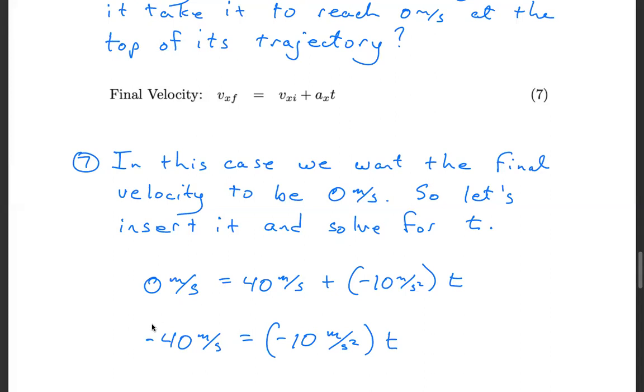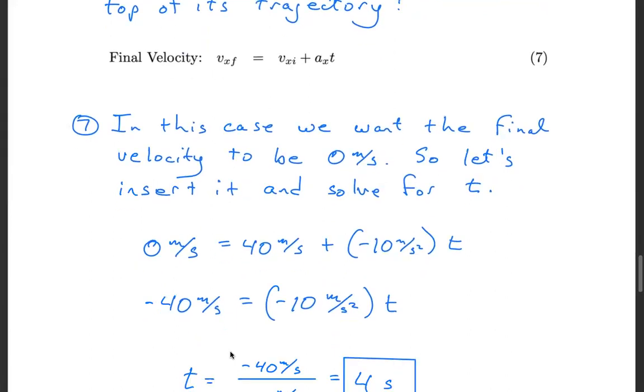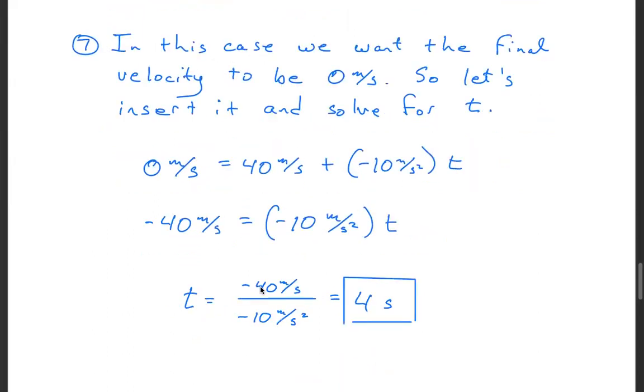So we subtract 40 from both sides, and we end up with minus 40 meters per second equals minus 10 meters per second squared times t. Divide by minus 10 meters per second squared to isolate the t, and you end up with minus 40 meters per second divided by minus 10 meters per second squared. See, the meters per second and the meters per second cancel, so it just leaves you with a single second in the denominator of the denominator, so you can invert that, and you end up with 4 seconds.